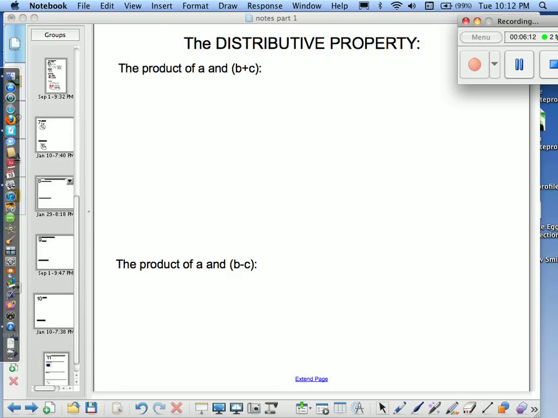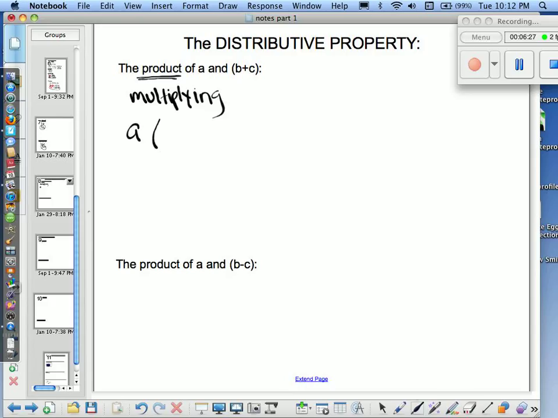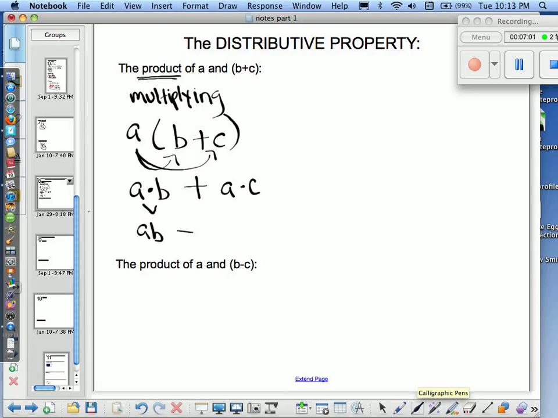Okay, now we're back to the distributive property. So product, this means we're going to be multiplying. So we're going to be multiplying A times B plus C. You should make sure you have this written down. So distribute means we're going to be doing A times B plus A times C. So A times B means AB, plus A times C means AC. So this is the property we're going to be using.